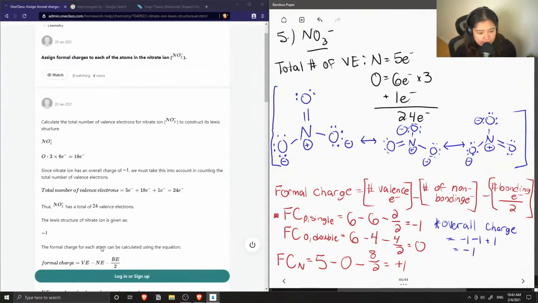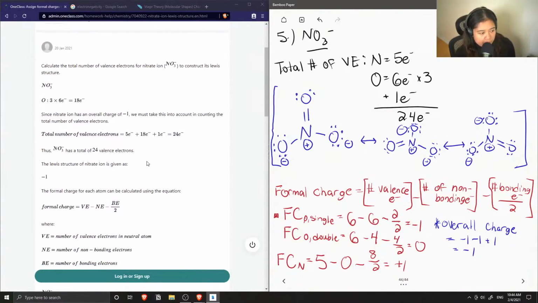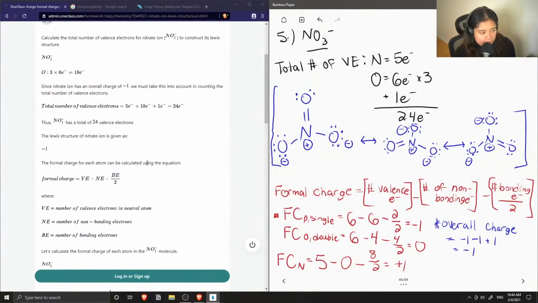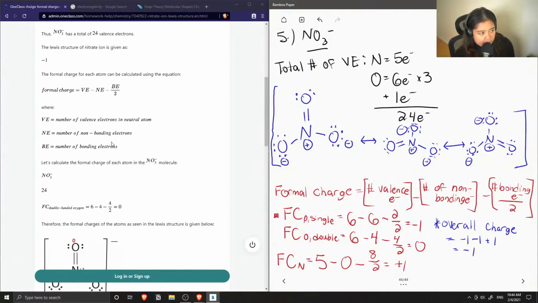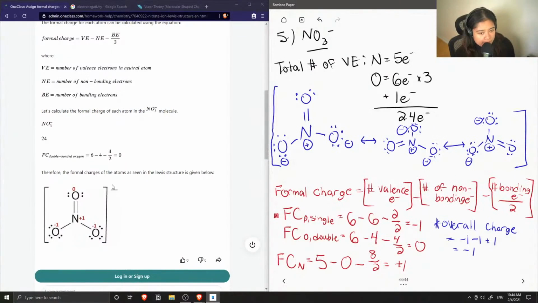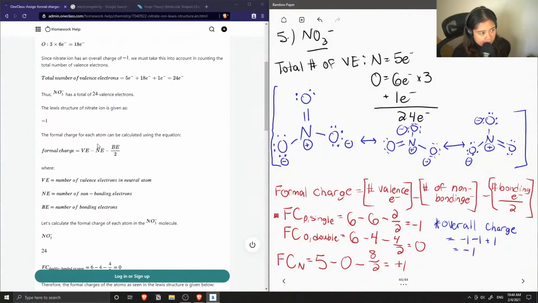And the junior tutor said that they calculated the total number of valence electrons, so they have 5 plus 18 plus 1 to get 24. The Lewis structure of nitrate ion is given as -1. Okay, so it's down here. And they also included the equation for formal charge, which is equal to the number of valence electrons minus the number of non-bonding electrons minus the number of bonding electrons divided by 2. So they calculated it.